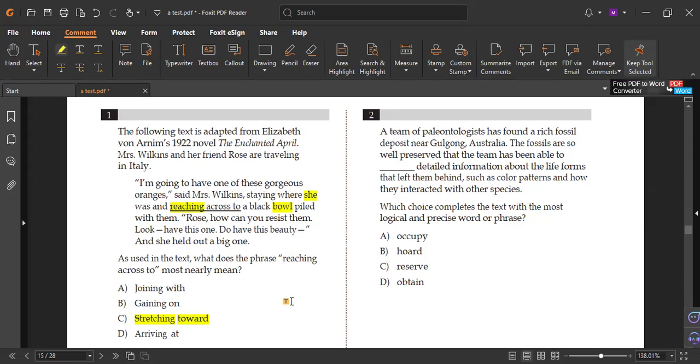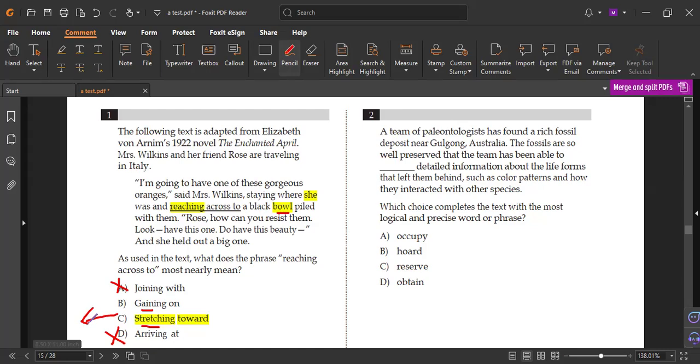And of course, arrive at does not fit. So letter D does not make sense and A does not make sense. She wanted to touch it and get it, to reach it. To stretch here is the best answer. So letter C. You catch it?